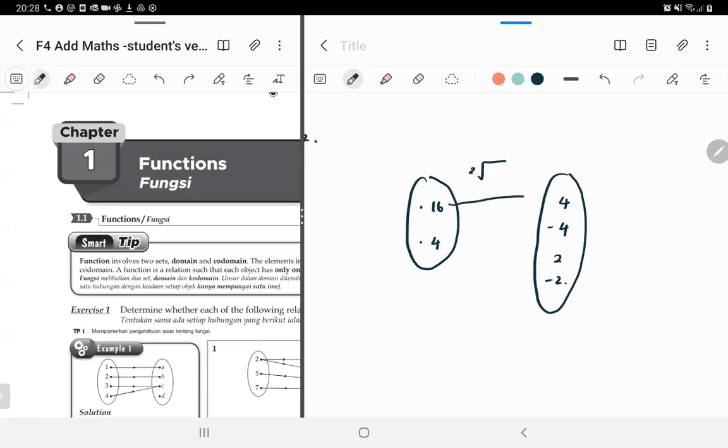So the 16 can be mapped to this and to this. Same also for 4, it can be mapped to these two. So the 16 can be mapped to 2 values, and the 4 can be mapped to 2 values. Their relationship is square root. If the first one is X and this one is Y, then we can say that Y will equal the square root of X. So you will see a different pattern here, huh?